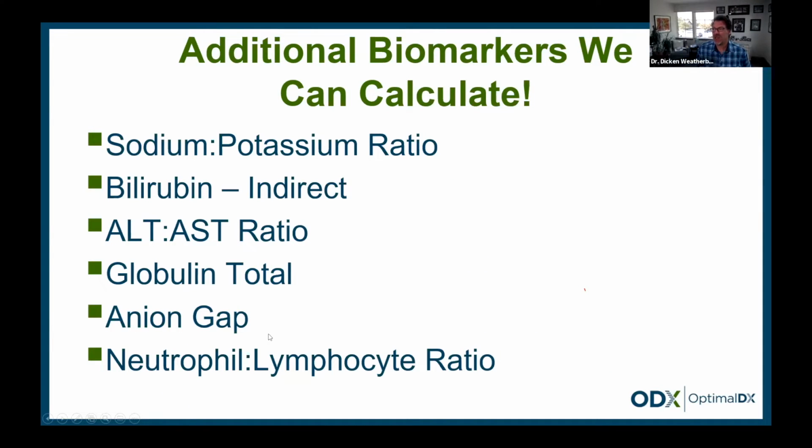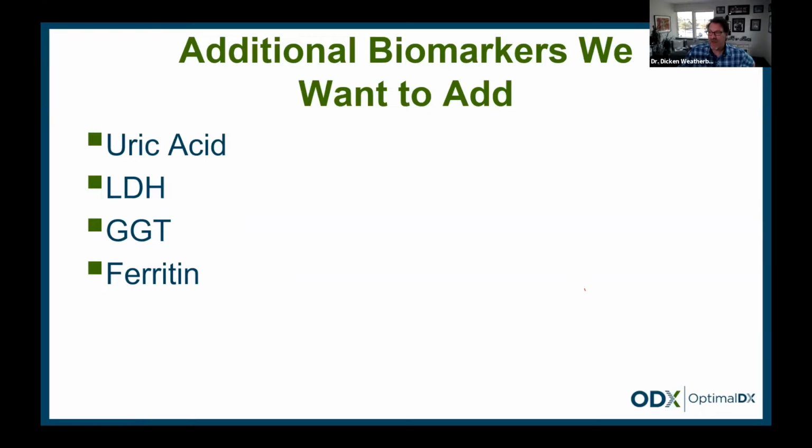And these are some of the additional biomarkers that we can calculate. We can calculate the sodium potassium ratio. We can calculate the indirect bilirubin. We can calculate the globulin. We can calculate the AST ALT ratio. We can calculate the anion gap. And then also the neutrophil lymphocyte ratio. Fantastic ratio to be taking a look at. And then finally, the additional biomarkers that we want to add in here: uric acid, LDH, GGT, and ferritin.